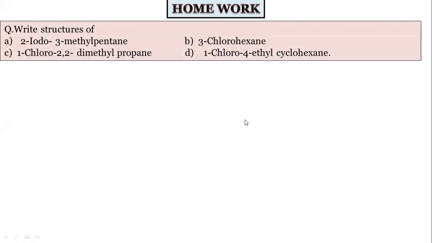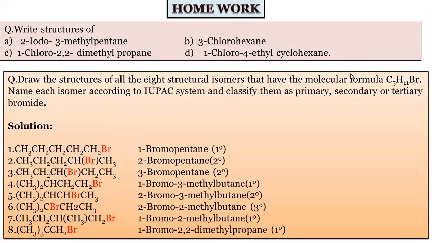So this is the homework for you. Write the structures of this. I think many of the students have completed this homework also. This is a solved example. Draw the structures of all the 8 structural isomers that have the molecular formula C5H11Br. Name each of the isomers according to the IUPAC system and classify them as primary, secondary, or tertiary bromide. The answer is also given. All these are the 8 isomers having the formula C5H11Br. Such type of questions are for practice.